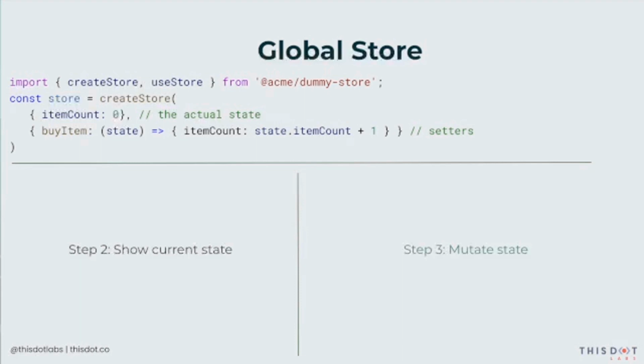And the first argument we're going to use is our initial state, our setup. So we start out with an item count of 0. We haven't bought anything yet. We are not about to buy anything. We haven't clicked any buttons, so it's going to be 0.